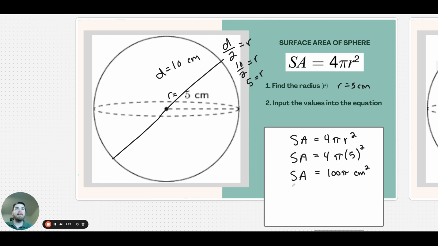If I wanted it as a decimal, all I do is just plug that into my calculator, and I get 314 point, we'll say 2. We'll just round it, and that's going to be square centimeters. So 314.2 square centimeters. That's going to be my surface area.